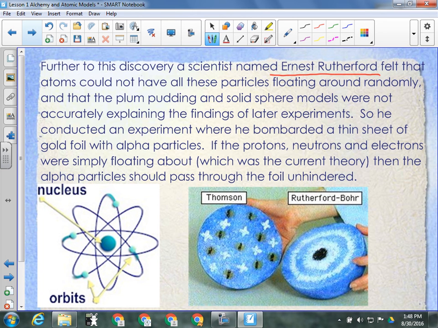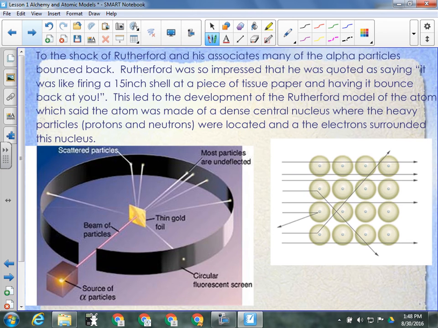So what Rutherford did is he set up an experiment where he had a source of particles, almost like an X-ray machine, and a piece of thin gold foil. Imagine tin foil, but made out of gold. You certainly wouldn't wrap your potatoes and throw them on the barbecue with that. He had gold foil for whatever reason, and he shot these particles at it.